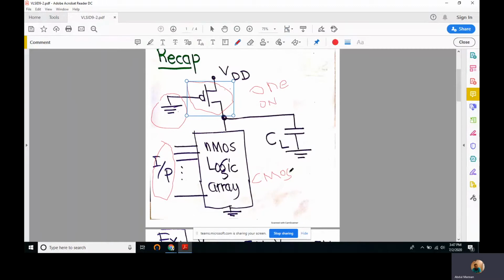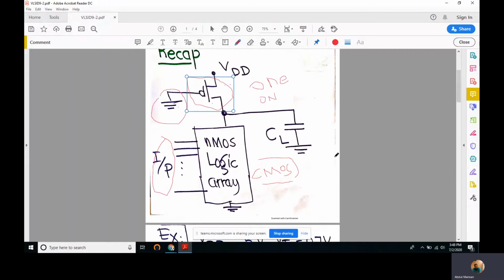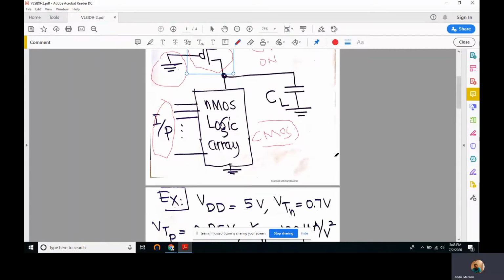We studied that VOL isn't exactly zero, because for input combinations for which the output is low, this one transistor and this whole array, both are on. Therefore, we cannot have a VOL exactly equal to 0 volt like we have in the case of CMOS. So it's slightly greater than what we had in the case of CMOS. This is a small recap from lecture 9.1, the last lecture.